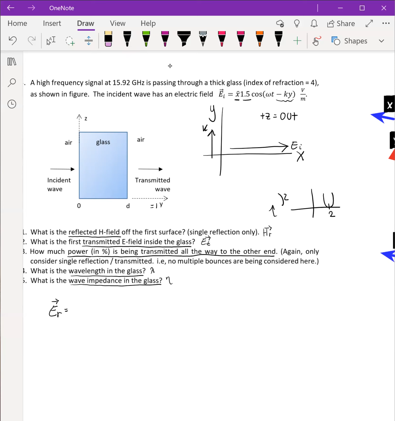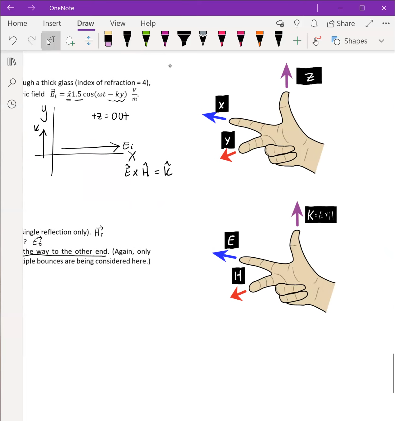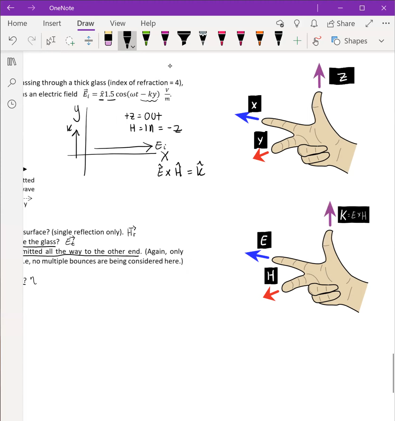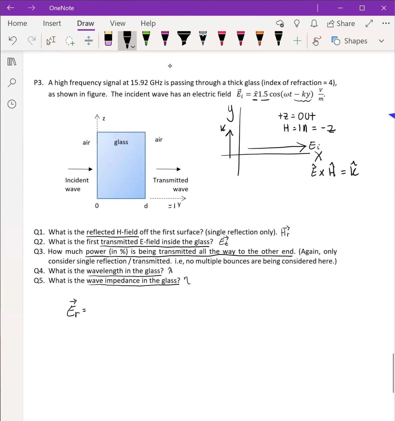And now we can define a relationship between E and k through the cross product. So E cross H equals k. So if we look at our second right-hand rule, which is the bottom hand, we can point our index finger in the direction of E, which is also the direction of x, and our thumb in the direction of k, which is positive y, and our middle finger H should be going into the screen. So if we write that H is in, and we know positive z is out, that means H must be going in the minus z direction.